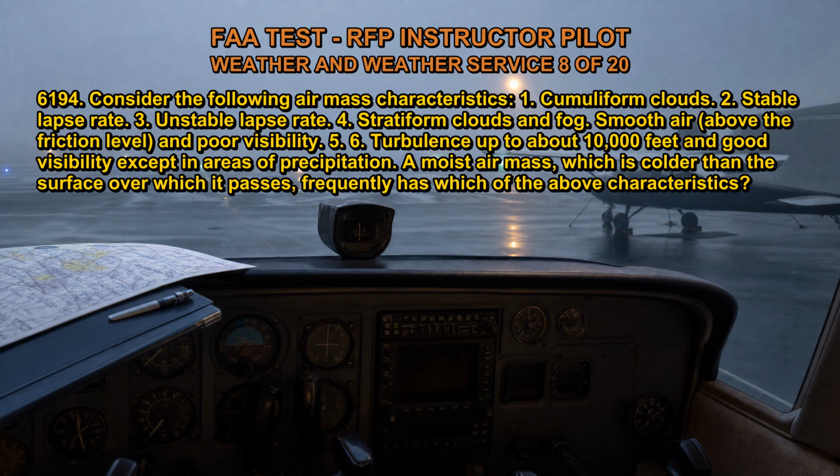Q6194. Consider the following air mass characteristics. 1. Cumuliform clouds. 2. Stable lapse rate. 3. Unstable lapse rate. 4. Stratiform clouds and fog. 5. Smooth air, above the friction level, and poor visibility. 6. Turbulence up to about 10,000 feet and good visibility except in areas of precipitation. A moist air mass, which is colder than the surface over which it passes, frequently has which of the above characteristics? A. 1, 3, and 6. B. 3, 4, and 5. C. 2, 4, and 5.